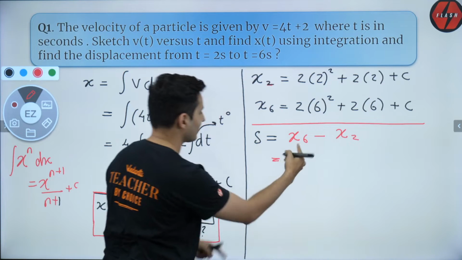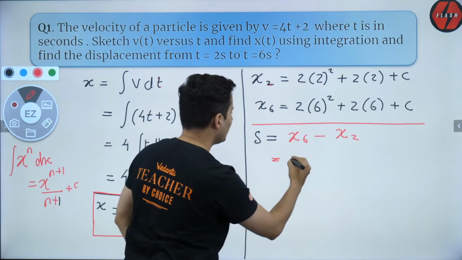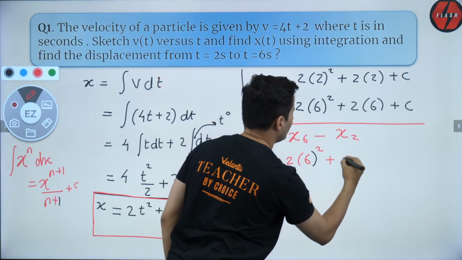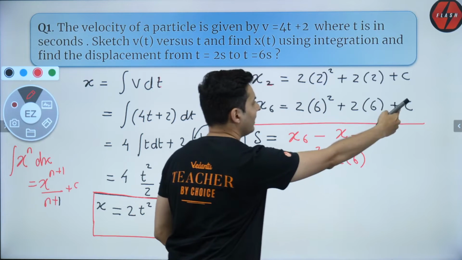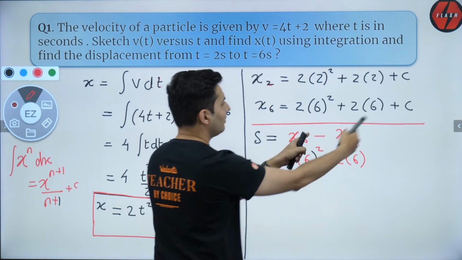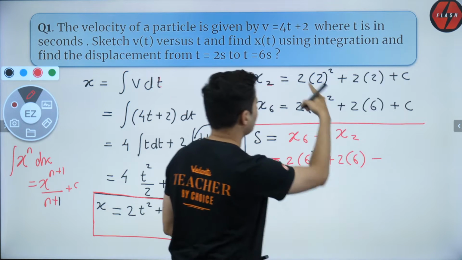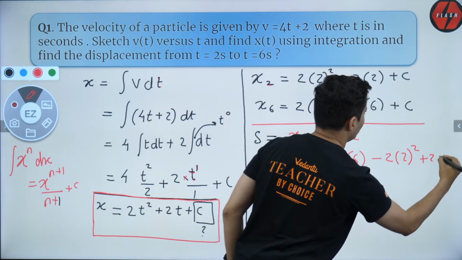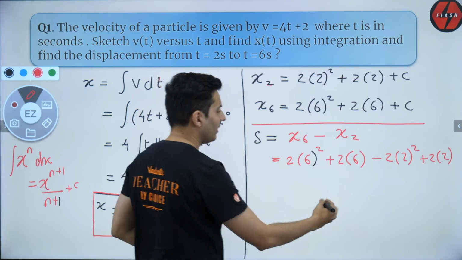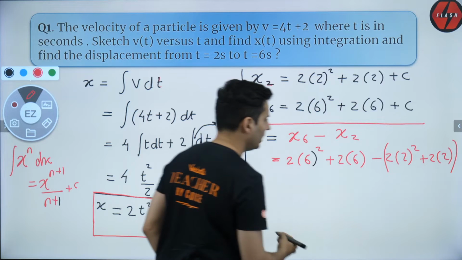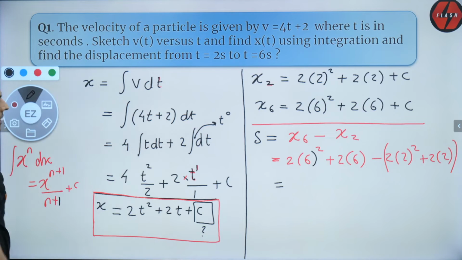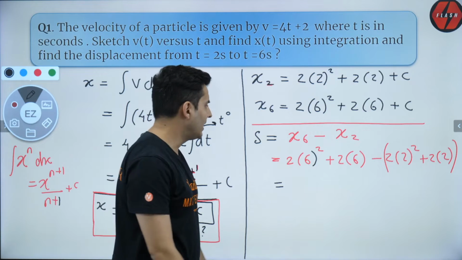So what is x6? x6 is this much: 2 into 6 square plus 2 into 6. Do not forget about this c. It will get cancelled when you subtract it. So minus, 2 into 2 square plus 2 into 2. Just do this math. This minus can be taken common because you're subtracting that. That's it. Just substitute, just solve, you'll get the answer.